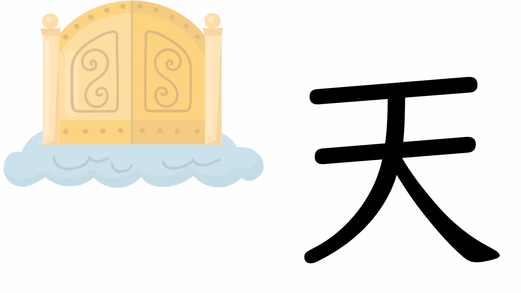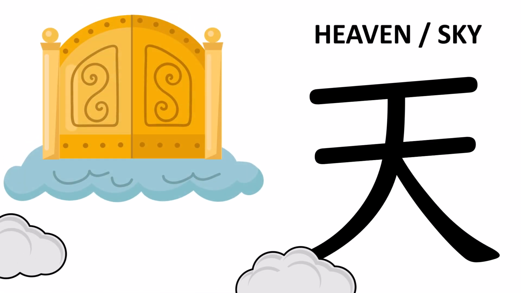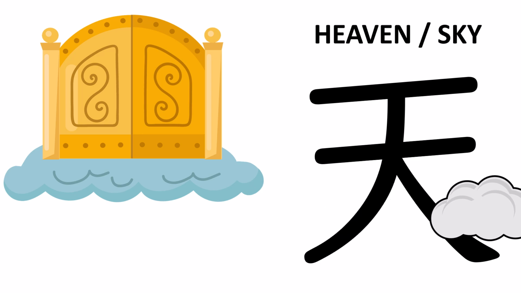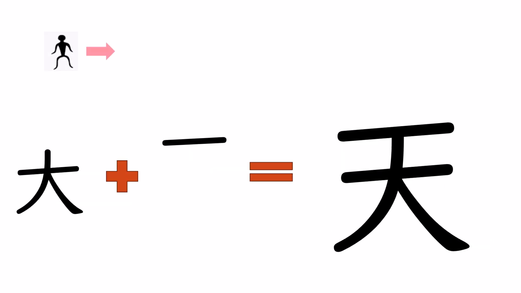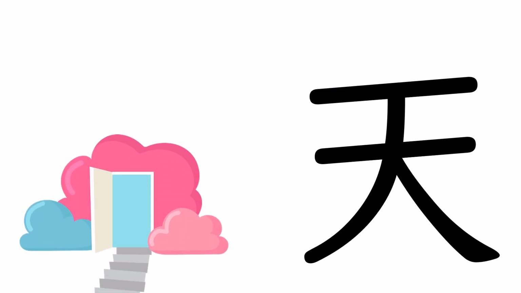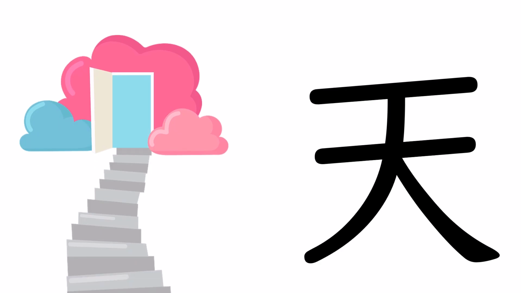This kanji means heaven or sky, and it's got some seriously divine origins. Way back in ancient China, this kanji was the combination of 2 ideas. The kanji for big, which came from a big person, and a line above his head. What was that line for? It symbolized the sky above us all, the realm of the gods.